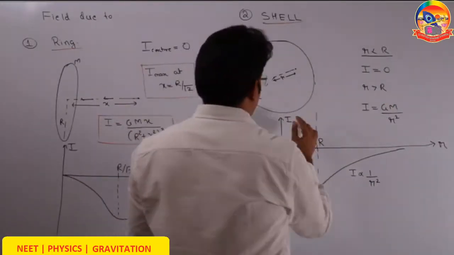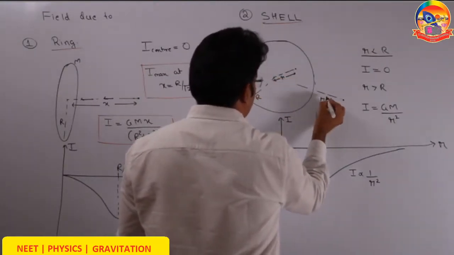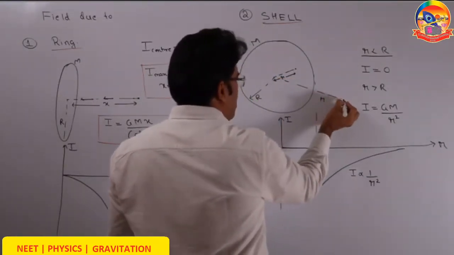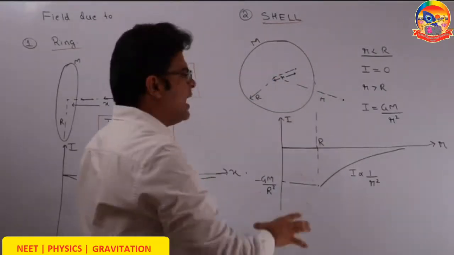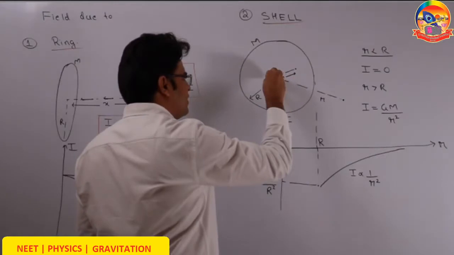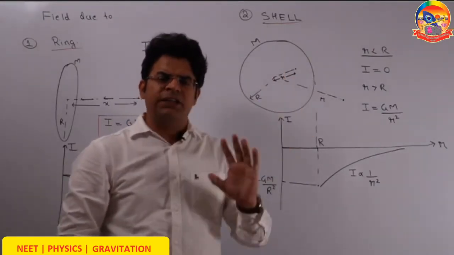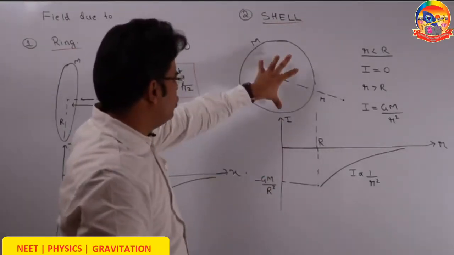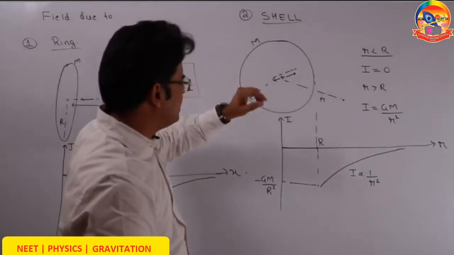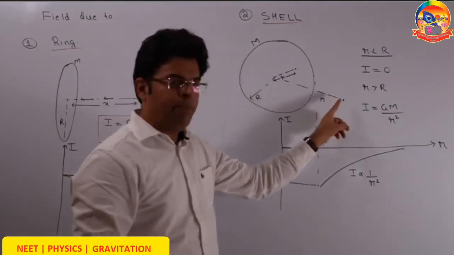For an outside point, let's say we think of some other point whose distance from the center is more than the radius. Then for an outside point, one can assume the entire mass of the shell to be placed at its center. The field because of a point mass at distance r is given by GM by r square. So here also, if you assume the entire mass of the shell to be placed at the center, the field at a point at distance r outside is given by GM by r square.